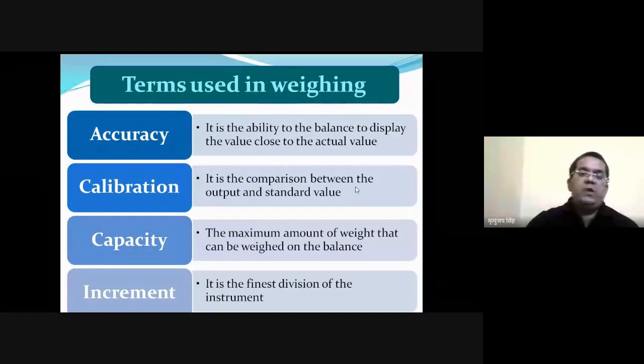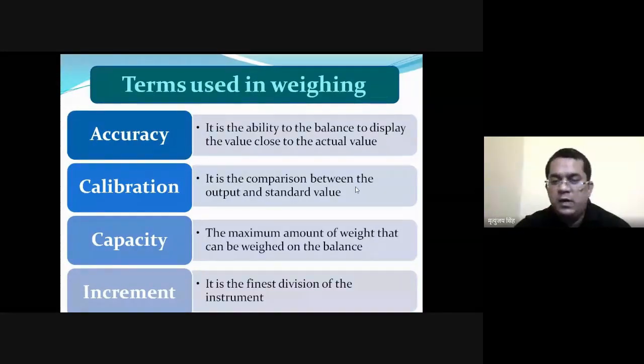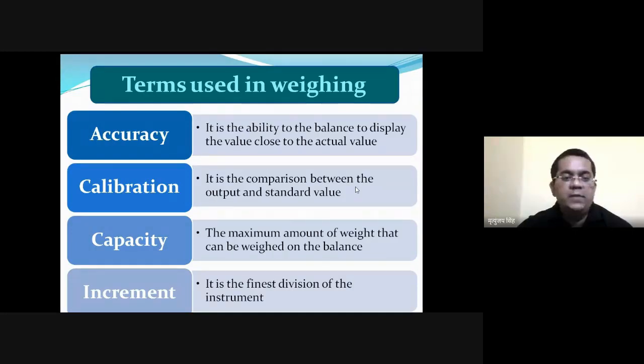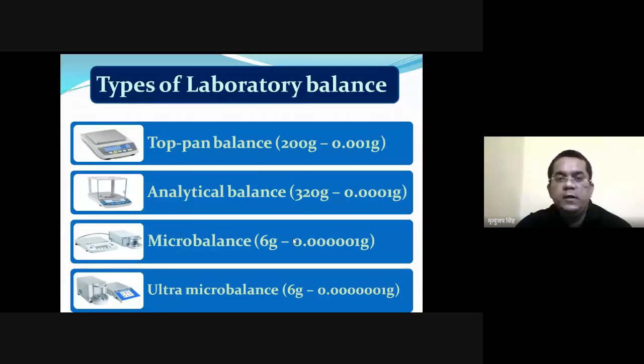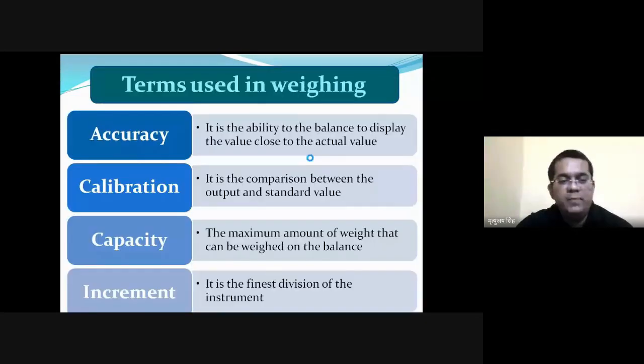At regular intervals, you are required to calibrate your balance with known weighing blocks to calibrate your weighing machine for better functioning. Capacity is the maximum amount of weight that can be weighed on the balance, just like the capacity of a top pan balance is 200 gram. Now, increment is the finest division of the instrument.